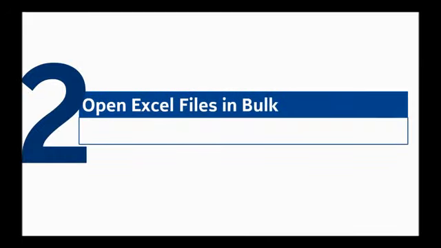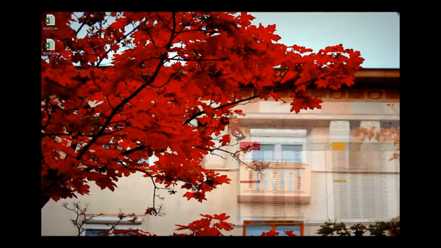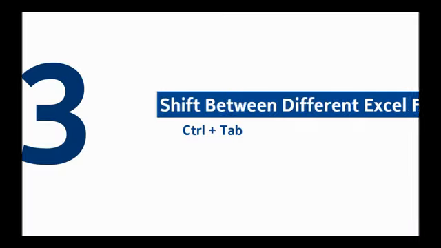Open Excel files in bulk. Yes, a lot of files, if you want to open them, it's very easy. Just go to the desktop or the place where you've saved them, select all of them together like this, and just press enter. Select and enter. The moment you press enter, all of the files will open and you can see a buzzing in the taskbar. So yes, all of them are open now.